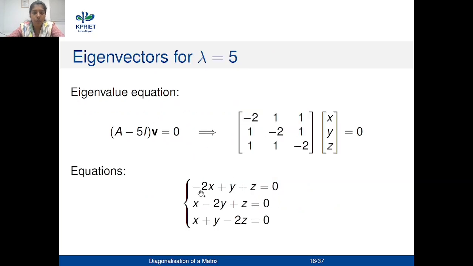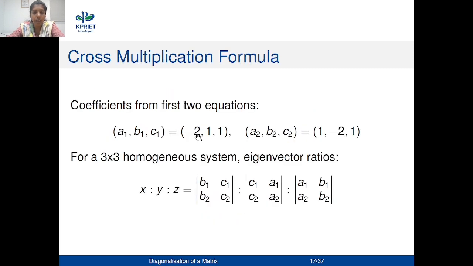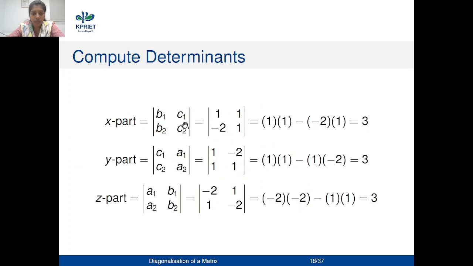Here my A1 is minus 2, B1 is 1, C1 is 1. A2 is 1, B2 is minus 2 and C2 is 1. Based on that, I have taken the coefficients, and this is the formula to find the eigenvector. Just substitute the values of B1, C1, B2, C2, then C1, A1, C2, A2, then A1, B1, A2, B2 from these 2 vectors and take the determinant of those numbers. It is displayed here. After you take the determinant, you will get the eigenvector as 3, 3, 3.